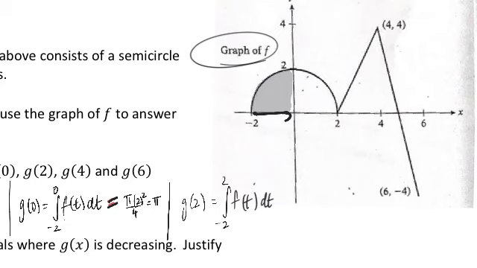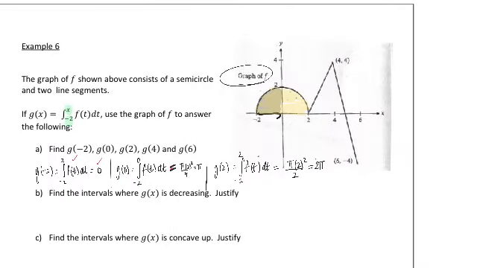Okay, so -2 to 2 would be, well, it's all of this area, right? The whole semicircle now, and that would therefore be pi r squared divided by 2, and I'm still positive, so this will be 2 pi for that one. And then I have g of 4 and g of 6.